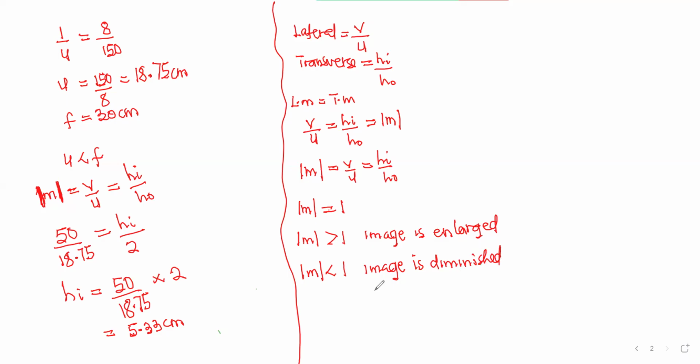Now, look at what we had. 50 divided by 18.75. Isabella, what is 50 divided by 18.75?